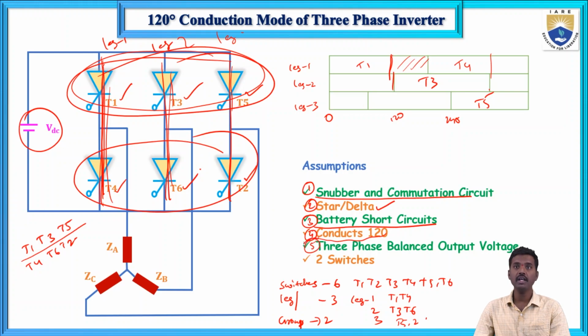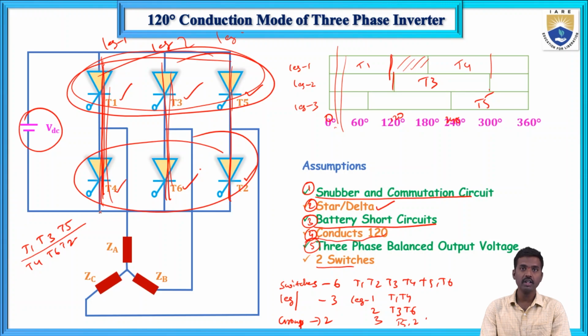Because we are dealing with three-phase output voltage, at any given time only two switches will conduct. In the previous case, 180 degrees conduction mode, three switches will conduct. At any given time, one from the upper group switches will conduct and the other from the lower group switches will conduct.